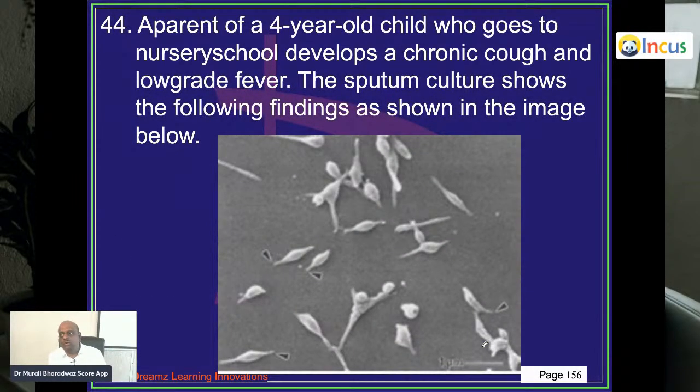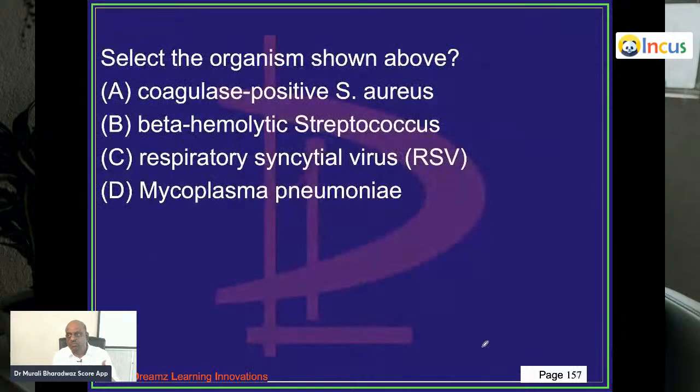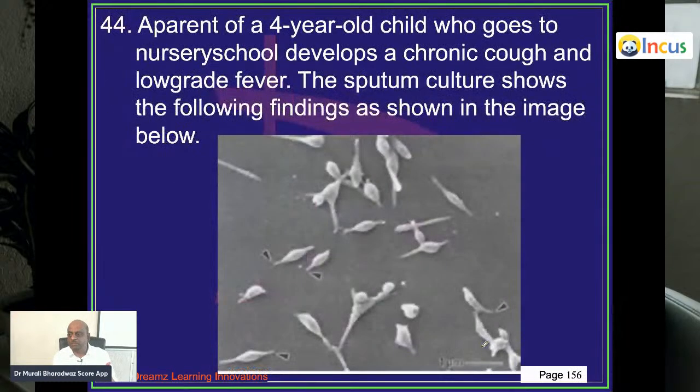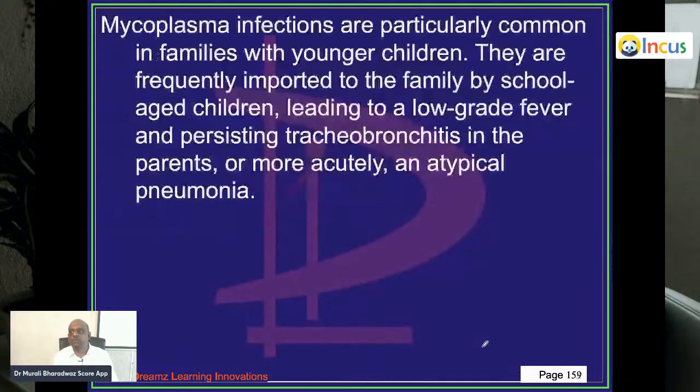Then a 4-year-old typically had a chronic cough, low-grade fever. This is the finding which is being shown to you. What is that you are seeing? It is typically mycoplasma pneumonia, which also leads to atypical pneumonia, is what you need to remember.